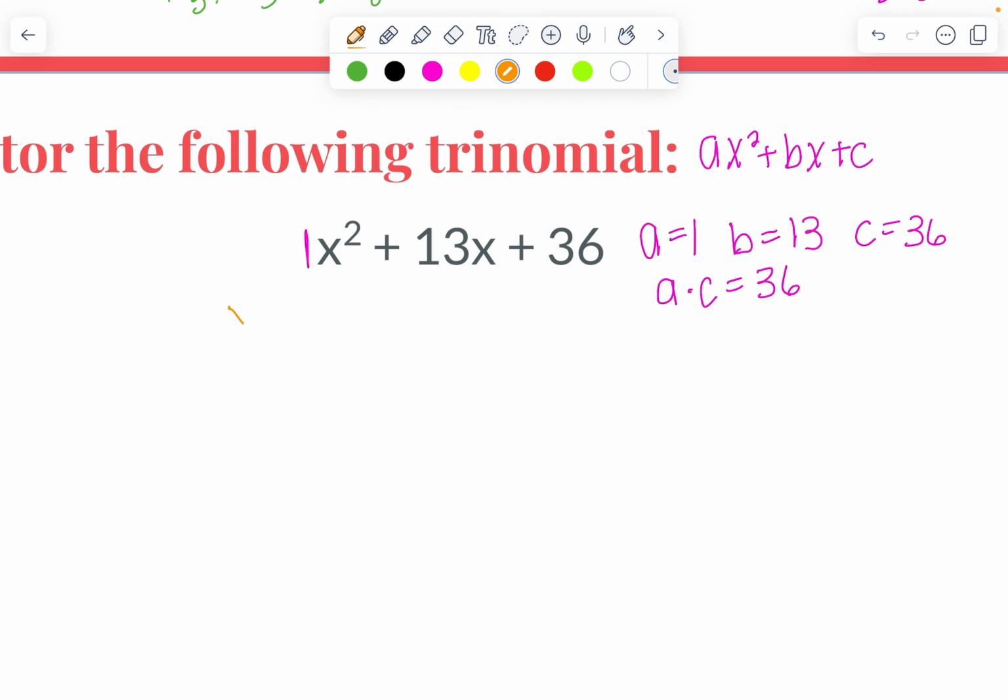Let me make my factor diamond here. If you don't know what the factor diamond is, go back and watch the video about factor diamonds. You want to make sure you have those in your notes. a times c goes on top, 36.